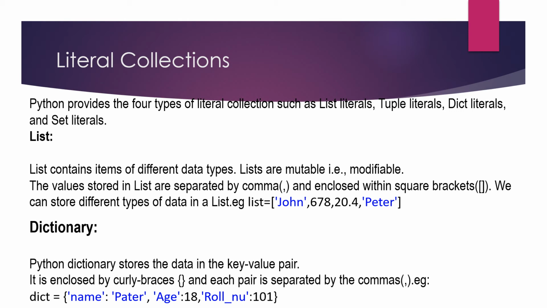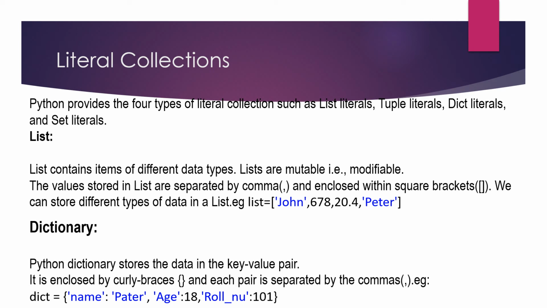Next is literal collections. Python provides four types of literal collections, such as list literals, tuple literals, dictionary literals, and set literals. First one is list literals. A list contains items of different data types. Lists are mutable, that is, modifiable. The values stored in a list are separated by commas and enclosed within square brackets.